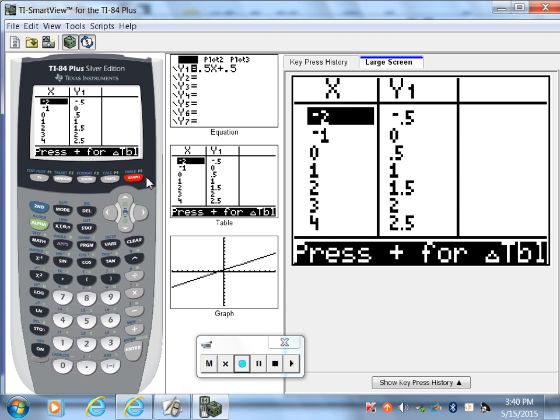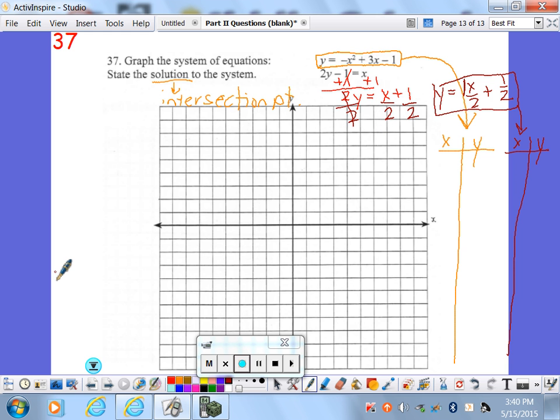I would copy a bunch of them and plot them until you feel like you've noticed the pattern, and you can continue making the points on your graph. Make sure to put arrows and label also. Okay, so you should end up with a quadratic and a line, a parabola and a line. They should intersect maybe once, twice, or maybe never. Whatever the solution is to the system, remember you're going to write an ordered pair somewhere for number 37. Go ahead.